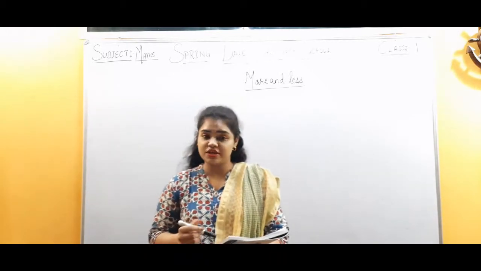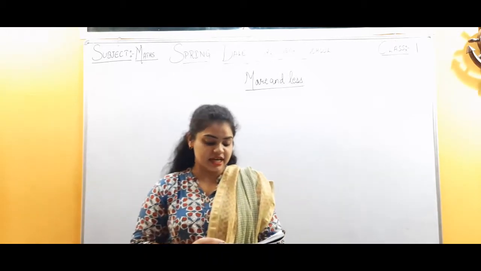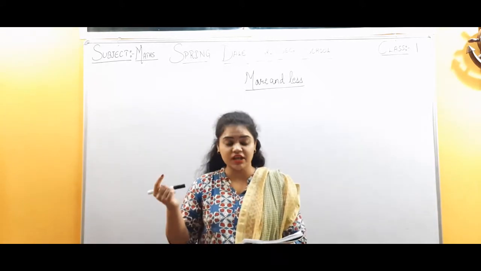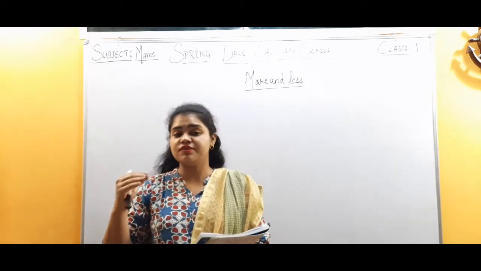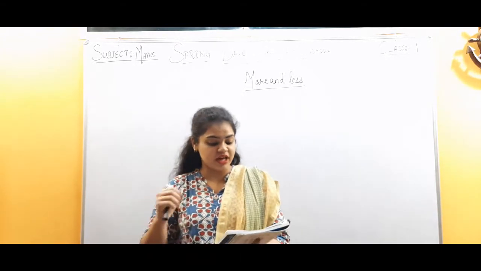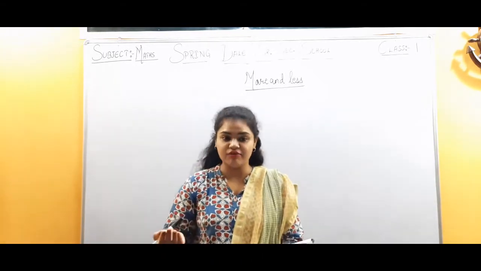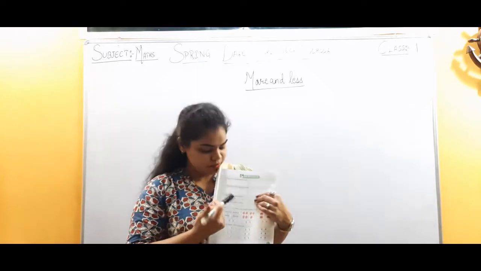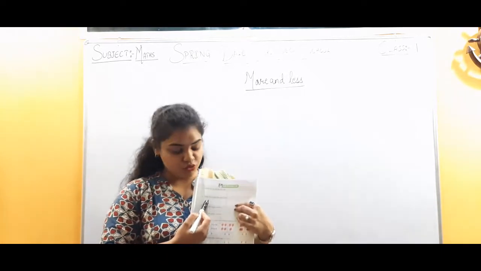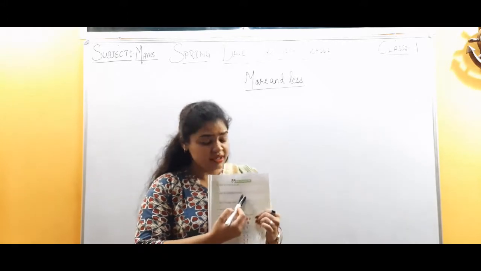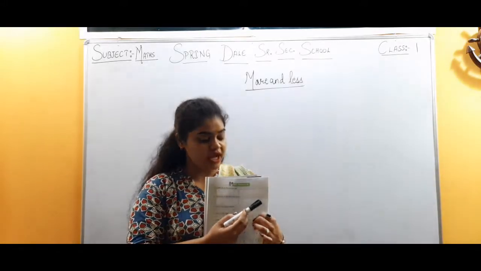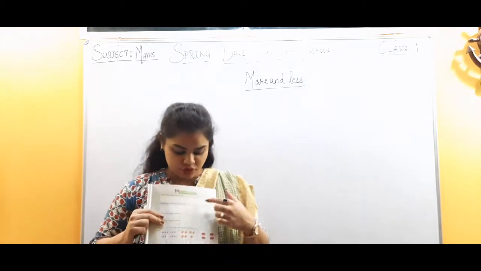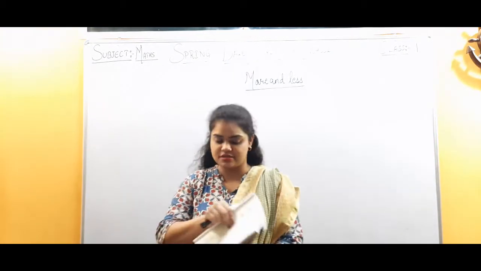The next question we have, color the set that has more ducks. In the previous question we had to color the fewer fishes. In the next question we have to color the more ducks. Which is more? In this box we have 2, 1 and 2. The other box is having 1, 2 and 3. So 2 is less and 3 is more. So we have to color the 3 ducks.